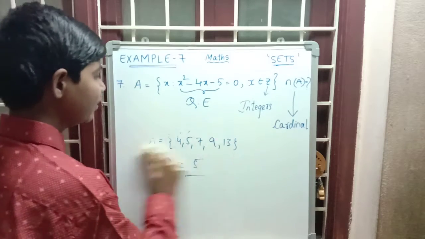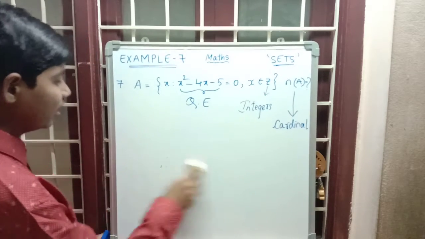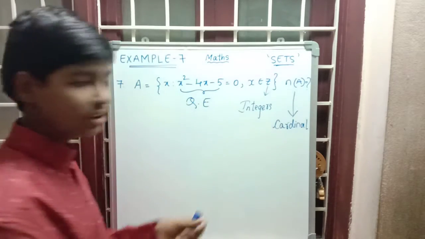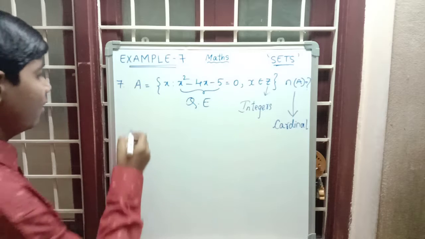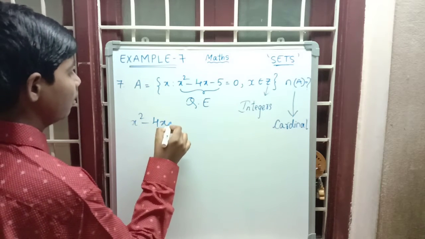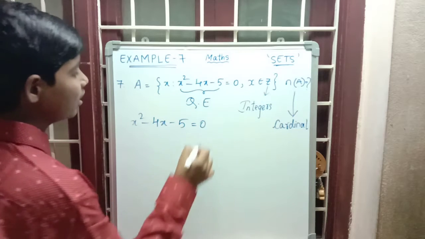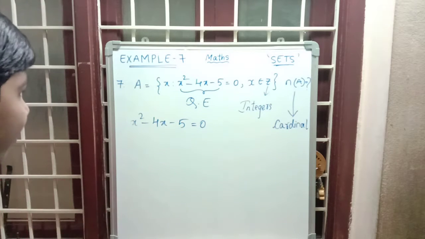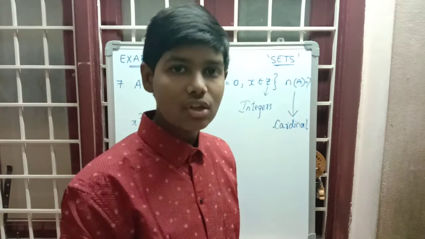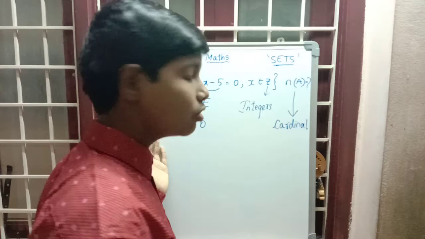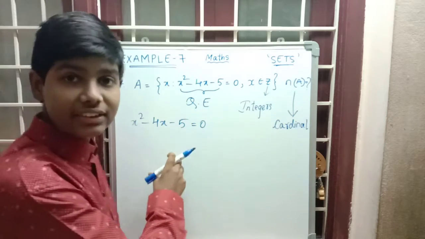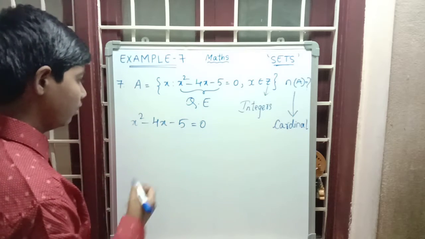Now we have to solve this quadratic equation. Then we will get two zeros of the quadratic equation. How to solve this? We have x square minus 4x minus 5 is equal to 0. This is the given quadratic equation. We have to solve this. By the factorization method we can solve. There are three methods to solve a quadratic equation, but factorization is simple, so we will take that one.